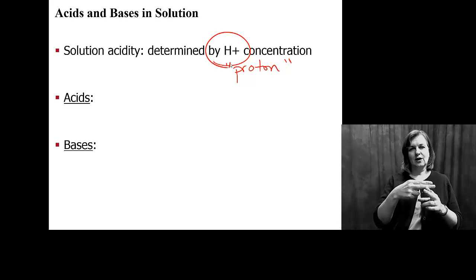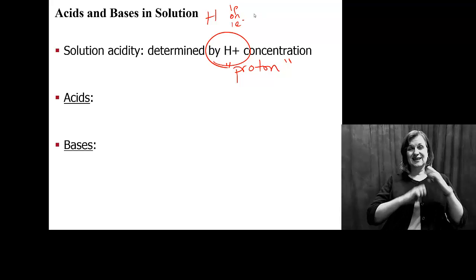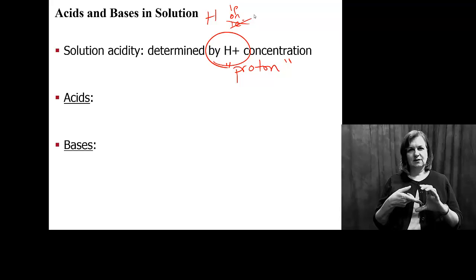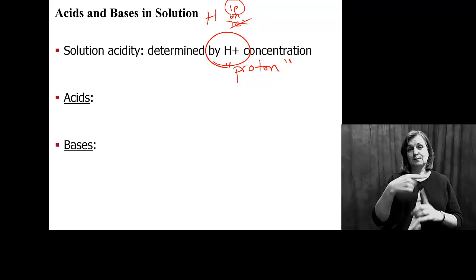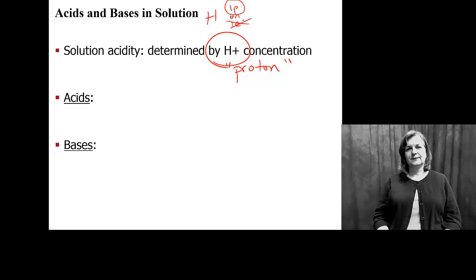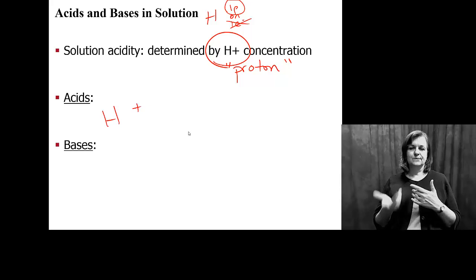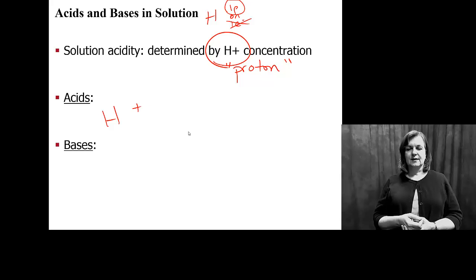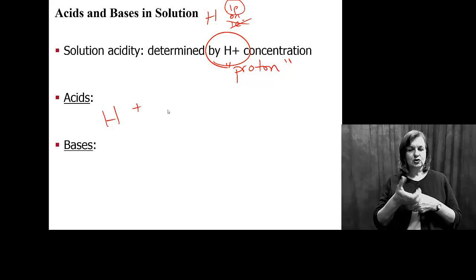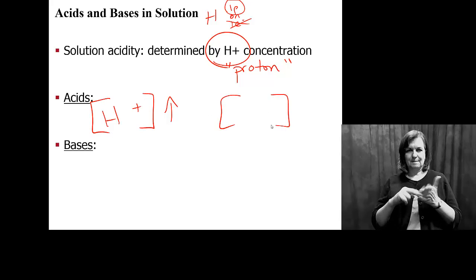Why is it also called a proton? So regular hydrogen has 1 proton, no neutrons, 1 electron, right? So if you take away its electron, what's it left with? 1 proton. So an H+ is also referred to as a proton. So when we look at acids, we're going to look at the ability or the mechanism in a solution that will cause the H+ concentration. So brackets like that equal concentration.